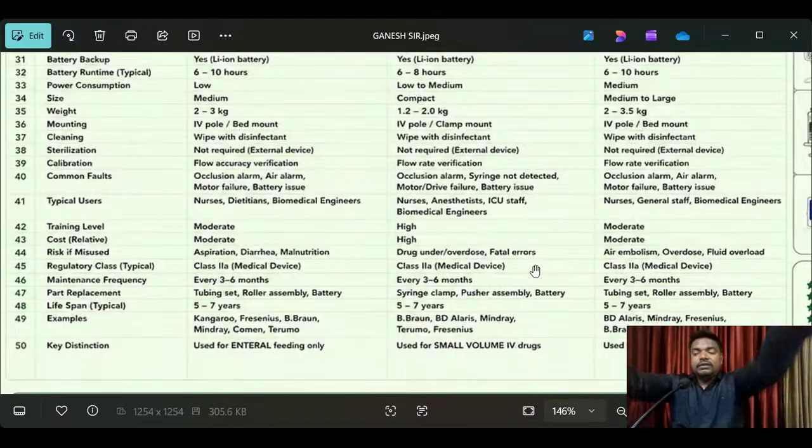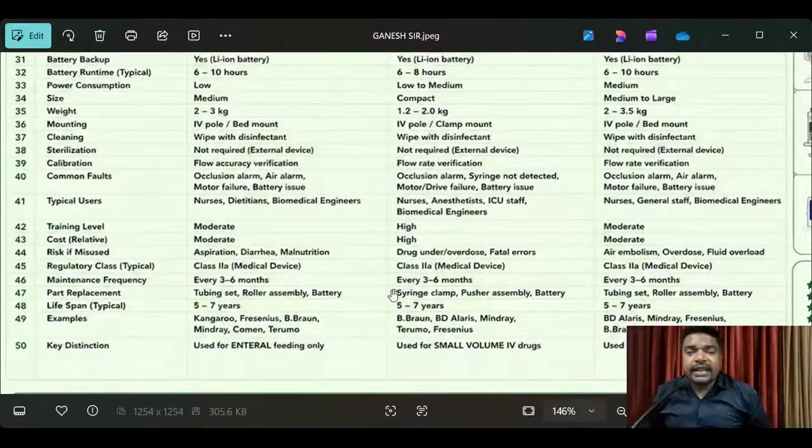Okay, right. Ultimately I want to say be active, proactive, be alert whenever you get a complaint from the hospital as a biomedical engineer, because it is a life saving job. If you're working as a biomedical engineer, that is different, and a manager is different.